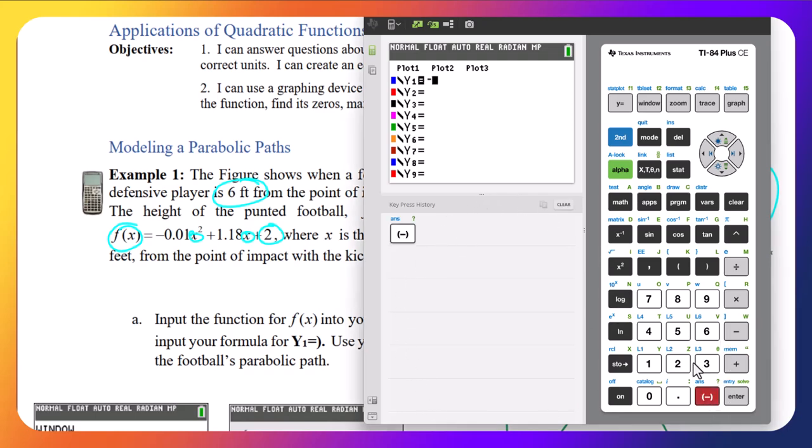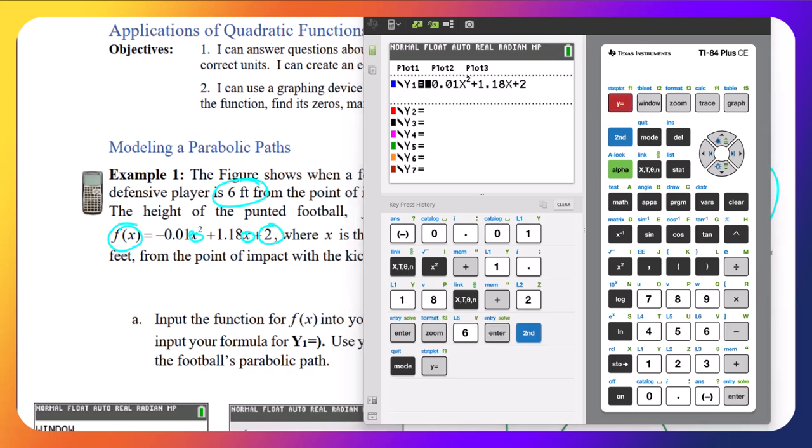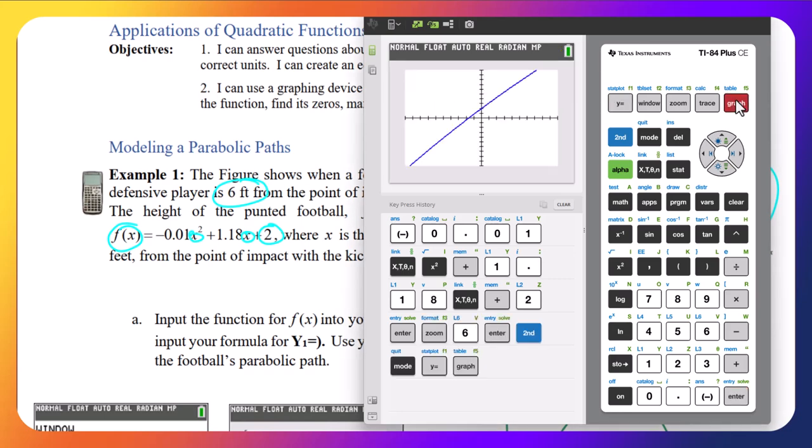So negative 0.01, even though that first 0 is not necessary. X is here. Then we're going to square it. Then we're going to add 1.18, and then just the x, and then add the 2, and press enter. If you press graph, you may get something like this.